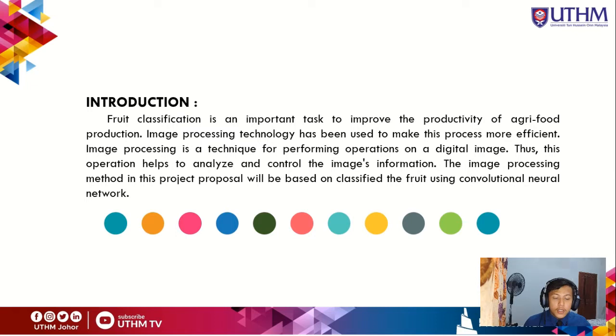Fruit classification is an important task to improve the productivity of agri-food production. Image processing technology has been used to make this process more efficient. Image processing is a technique for performing operations on a digital image. Thus, this operation helps to analyze and control the image information. The image processing method in this project proposal will be based on classifying the fruit using a convolutional neural network.